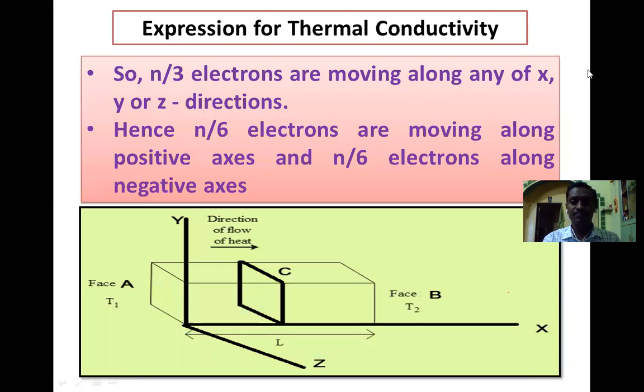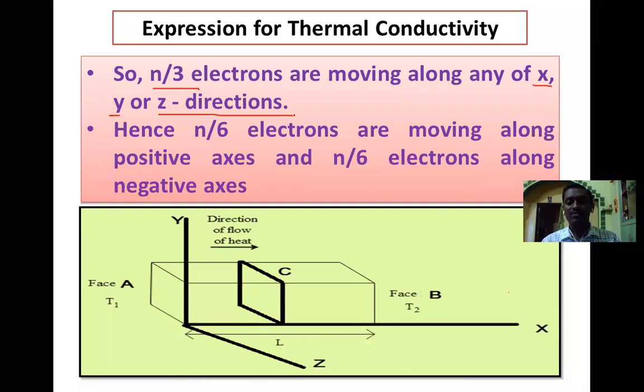So here we have considered a total number of n electrons randomly flowing in the metal block. Among the n electrons, n by 3 electrons move along the x direction, n by 3 move along the y direction, and n by 3 move along the z direction. That means equal numbers of electrons flow along all x, y and z directions.